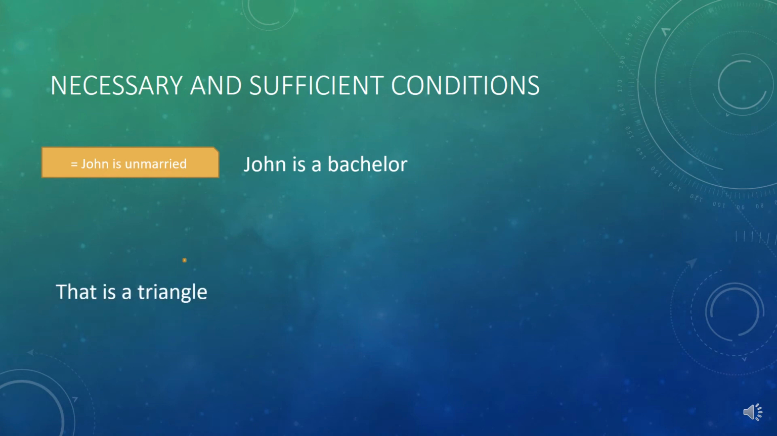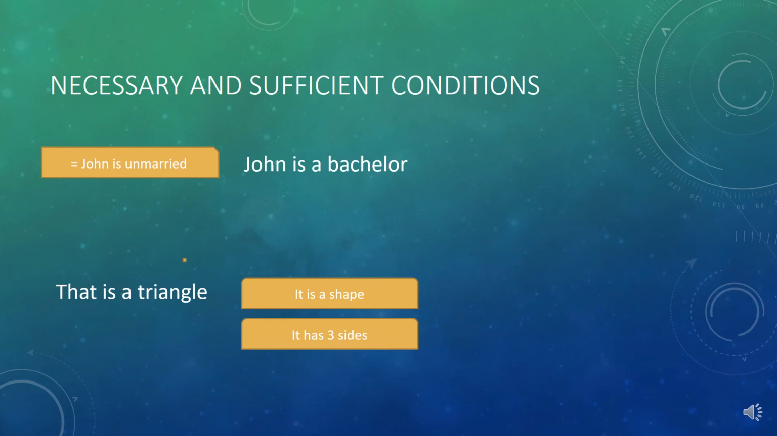Let's have a go with triangles. That is a triangle. What are the necessary conditions of a triangle? Well, a triangle is a shape and it has three sides. If it had four sides or five sides, then it wouldn't be a triangle. So it's a necessary condition to have three sides.